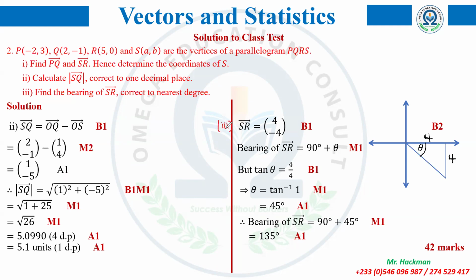Here I'm looking for the bearing of the vector SR. If you are looking for the bearing, we need to know the vector SR itself. Do we know the vector SR? Yes, we found the vector SR in part I, so you go and infer that SR is equal to this. Once you know the column form of the vector, you should be able to find its bearing.